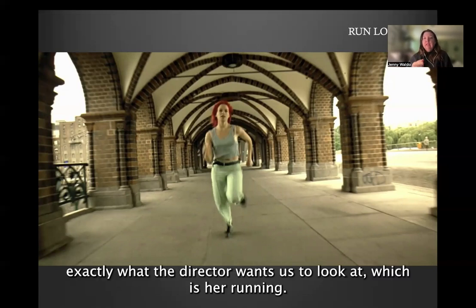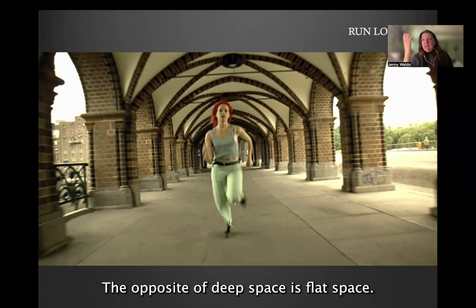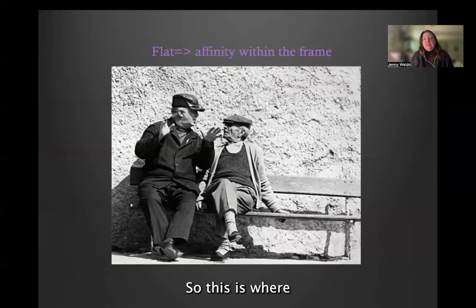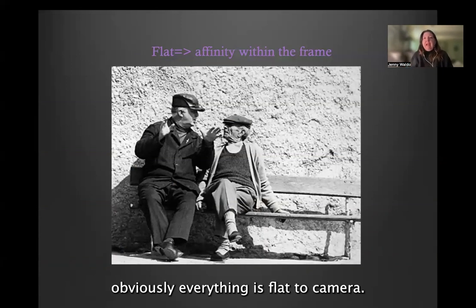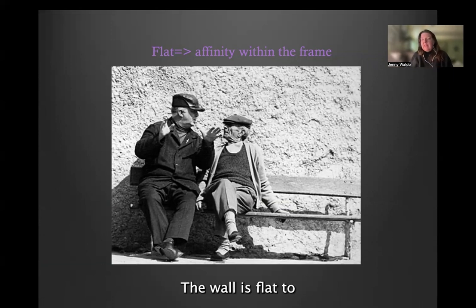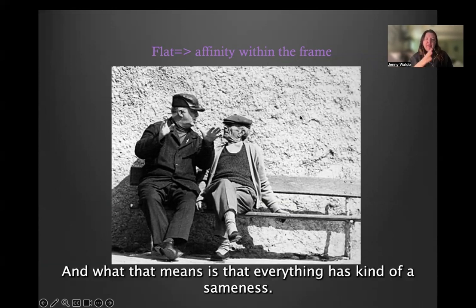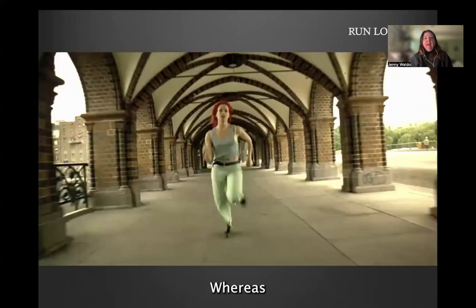So our eye is going towards exactly what the director wants us to look at, which is her running. The opposite of deep space is flat space. This is where everything is flat to camera. The actors are flat to camera, the wall is flat to camera, the bench is flat to camera. And you see this phrase, affinity within frame. What that means is that everything has a sameness.